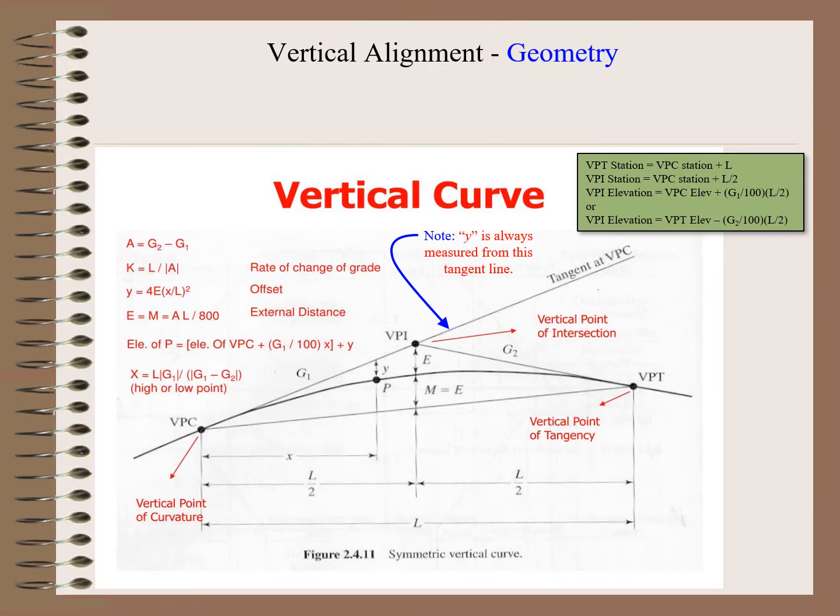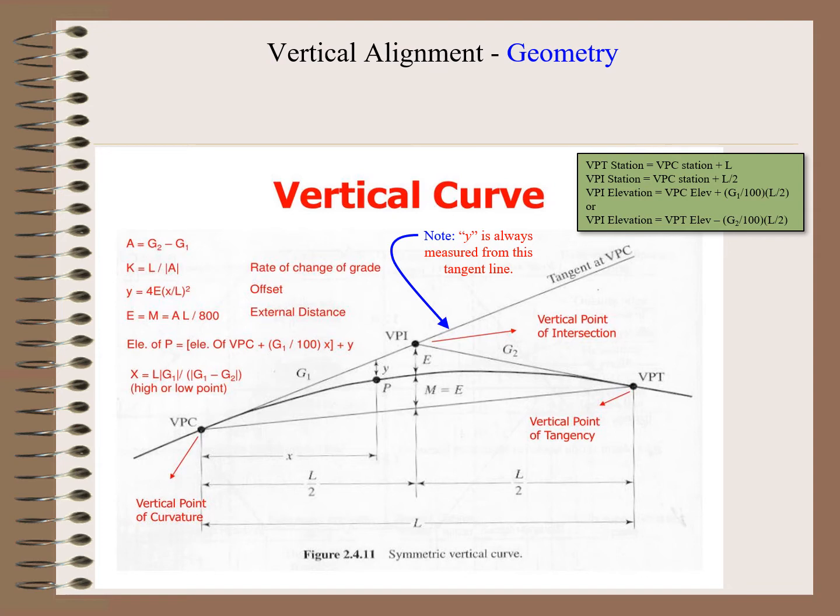Next, we have a document on the vertical curve and the equations on how to calculate critical points of the curve. First, we have a VPC, which is the vertical point of curvature. The VPI is in the middle. It's the vertical point of intersection. And then we have the VPT, which is the vertical point of tangency. The distance between the VPC and the VPT is L.